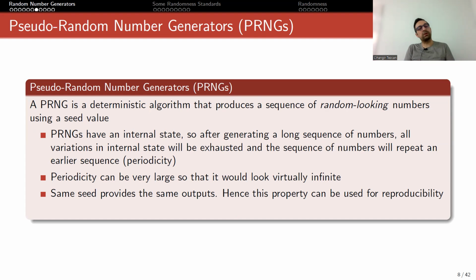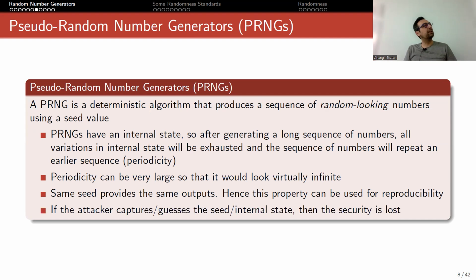This is important because if somebody wants to reproduce the same results of the same experiment, I can simply give them the seed value and they can regenerate all of these maybe terabytes of data from a single seed value. So this is the good thing. But the bad thing is that if the attacker captures or guesses the seeds or the internal state, then the security is lost, because at that point, they can also generate the same numbers, right? I will come back to this when I talk about random number generators in the Intel CPUs, okay?